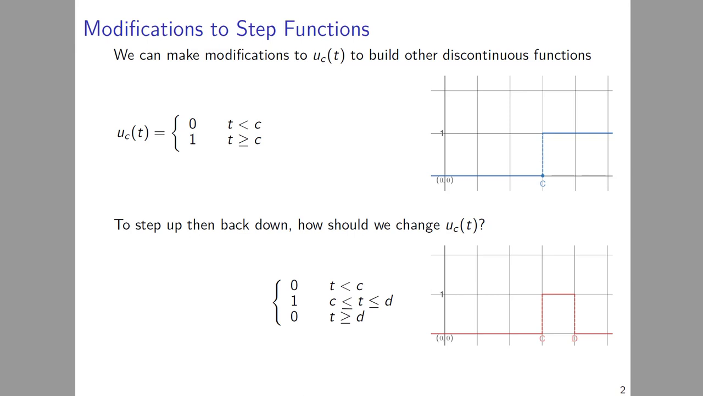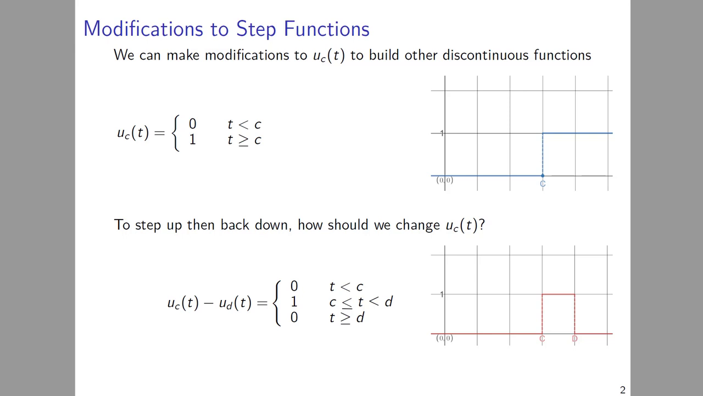For example, it could look like 0 for t less than c, step up to 1 for t between c and d, and back down to 0 for t bigger than d. How can we build a function like this out of our step function? Well, we can use u sub c minus u sub d.